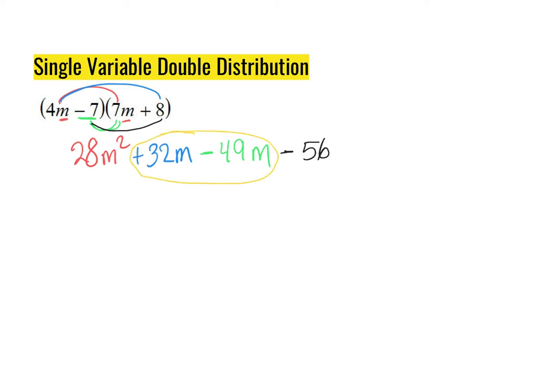So usually these middle terms might end up being like terms. So I'm going to bring down the 28m squared. And then 32 minus 49. So 32 minus 49 is going to give me negative 17m and then minus 56.